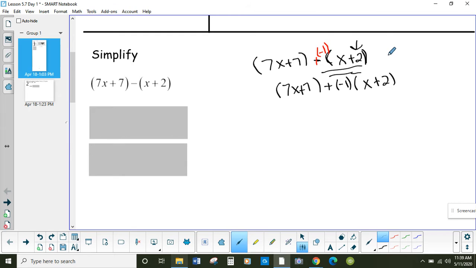Notice that I didn't have to do rule for subtraction here because it's not a subtraction problem, nor is it here. So I'm going to copy the stuff down that I'm not using yet.